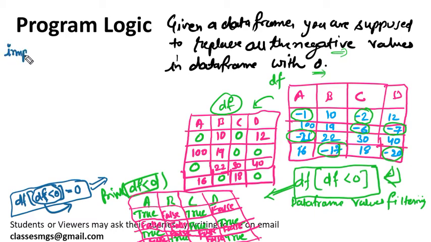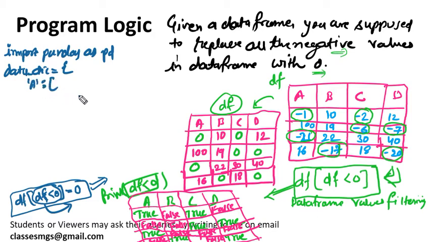So I import pandas as pd. Then I am going to create a data dictionary. I am going to create this data frame using a two-dimensional dictionary. So column A, what values are we having? -100. If you don't know how to create a data frame, I have covered it in theory.